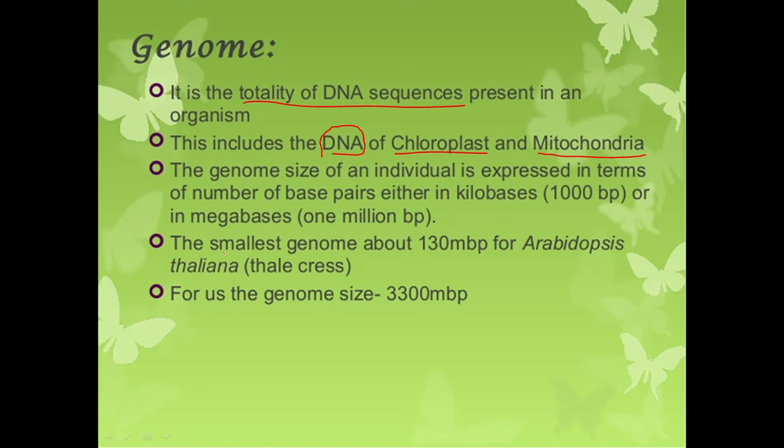If you just see the smallest genome of one of the plants, Arabidopsis thaliana, which carries a 130 megabase pair genome, and for human the genome size is greater than 3300 megabase pair.